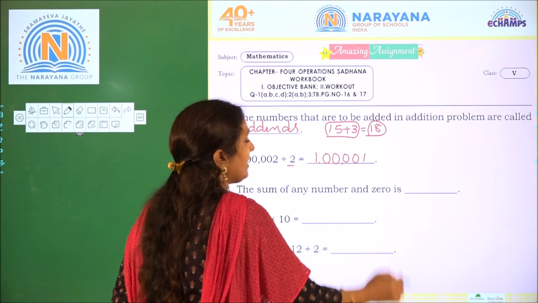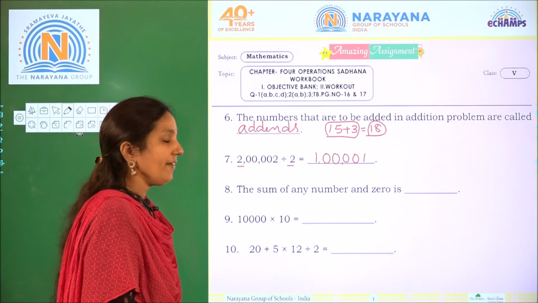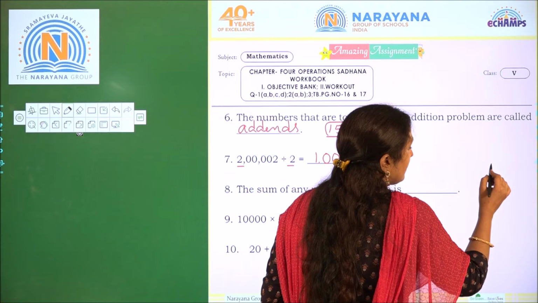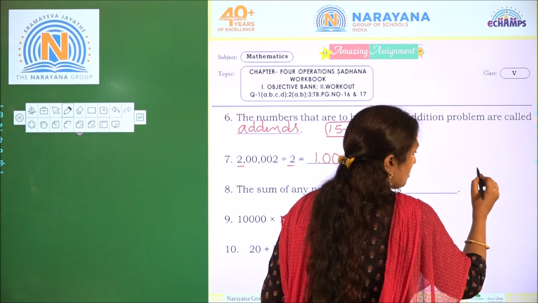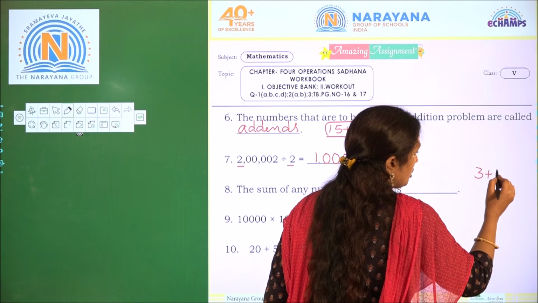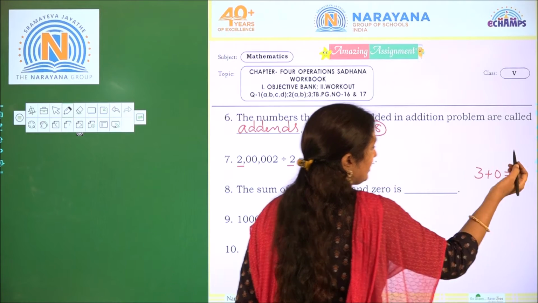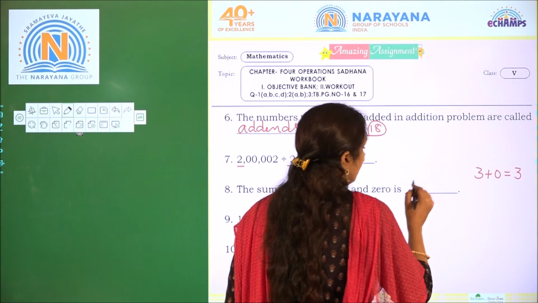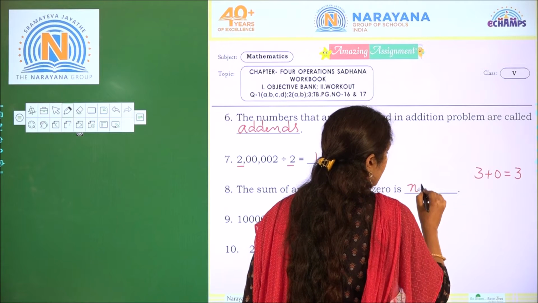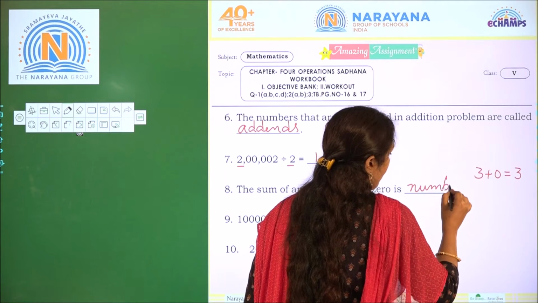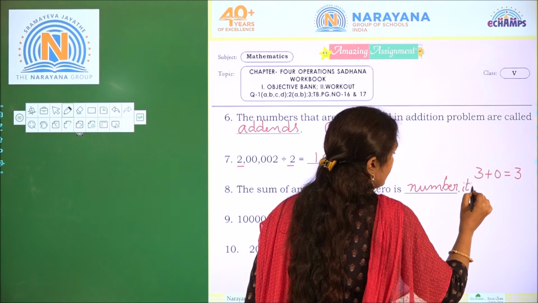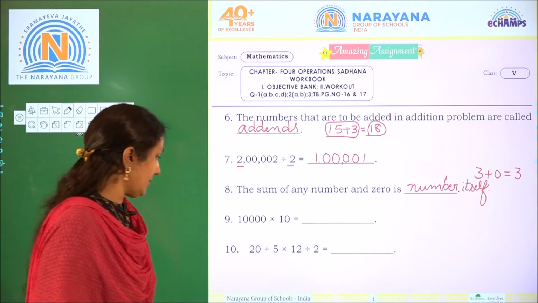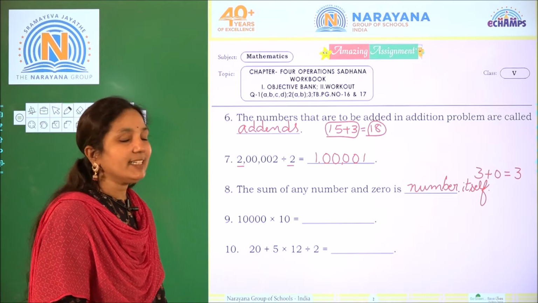Next, the sum of any number and 0. Just I am taking the sum of any number. 3 plus 0. What did you get? 3 only. So the sum of any number and 0 will be the number itself.